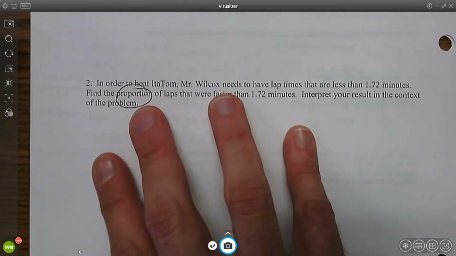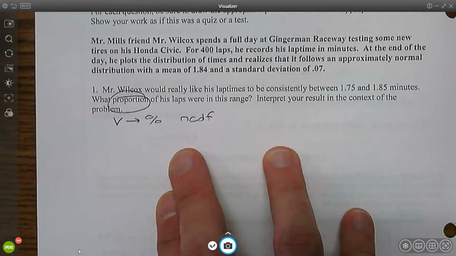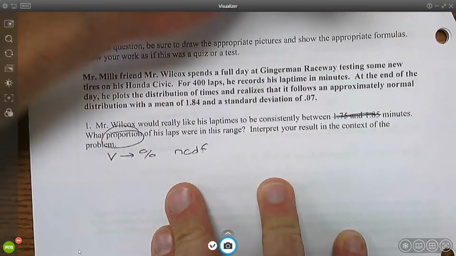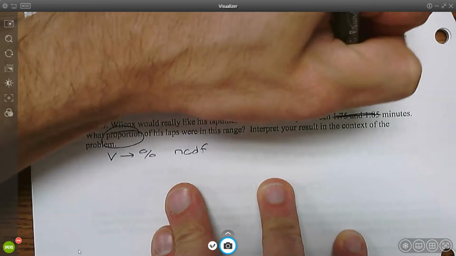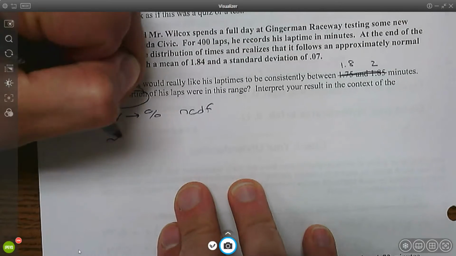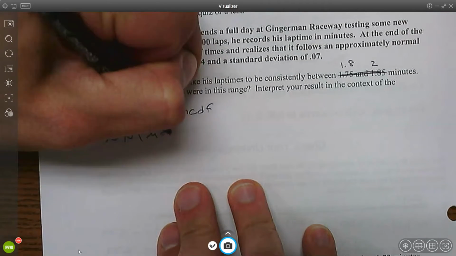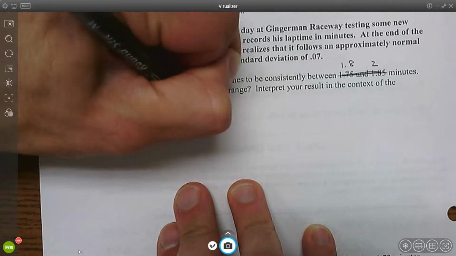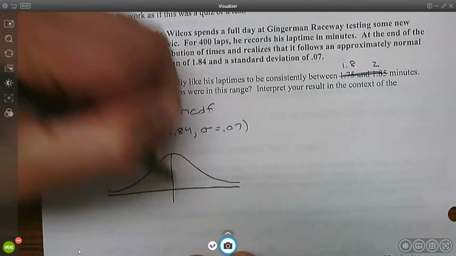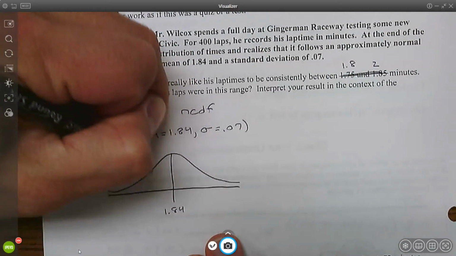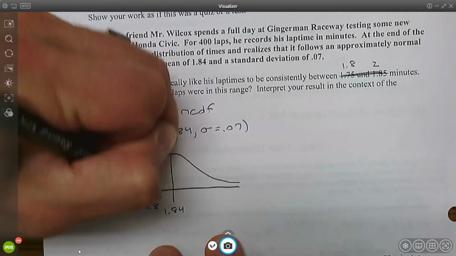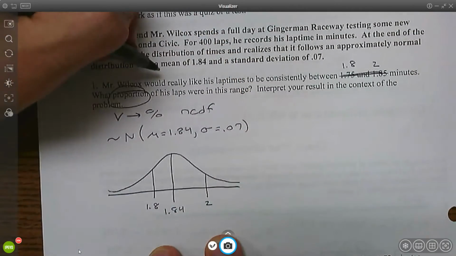All right, so find the proportion of laps that were between 1.75 and 1.85 minutes. All right, let's just change this because you may have done this in class. Let's say 1.8 and 2 minutes. So I'm labeling my distribution approximately normal. The mean is 1.84 minutes. Standard deviation is 0.07 minutes. 1.84. And let's see, 1.8 would be here. 2 would be up here.